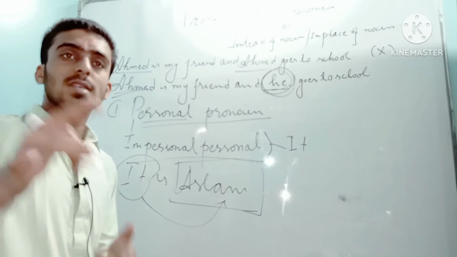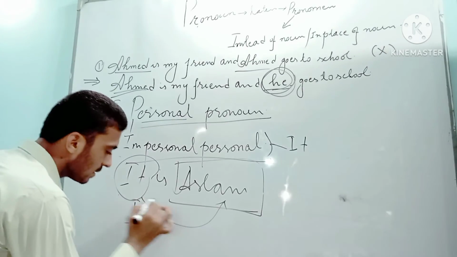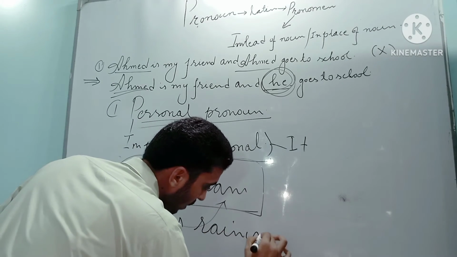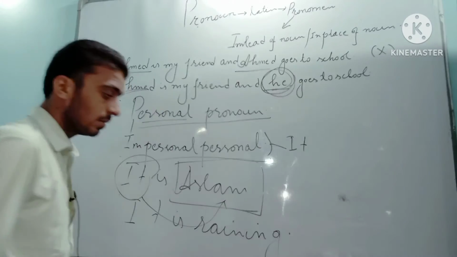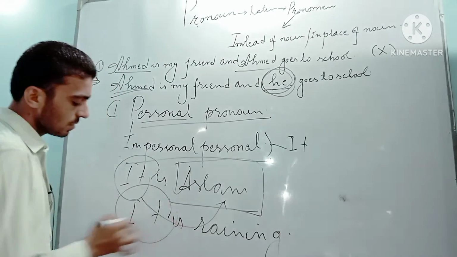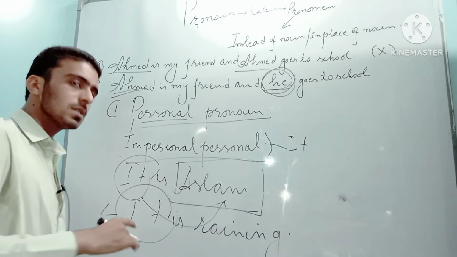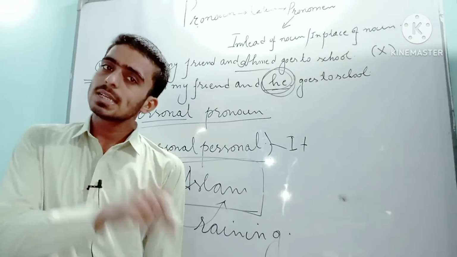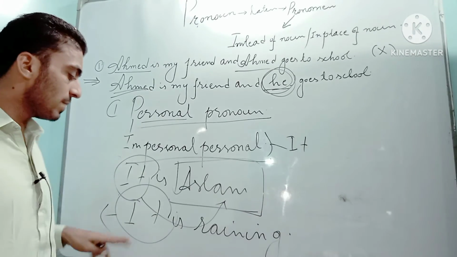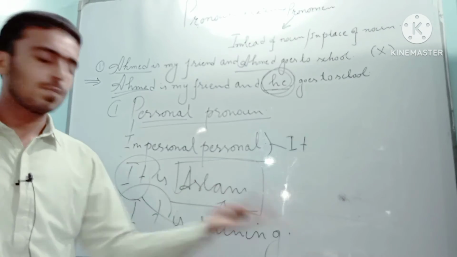But whenever we say it is raining, here you are not going to mention anybody. Here the sentence is already ending on the verb. So this is the impersonal pronoun. Whenever the pronoun ends on the verb and does not follow any object in the sentence, it can be the impersonal pronoun, which is not related to the person.